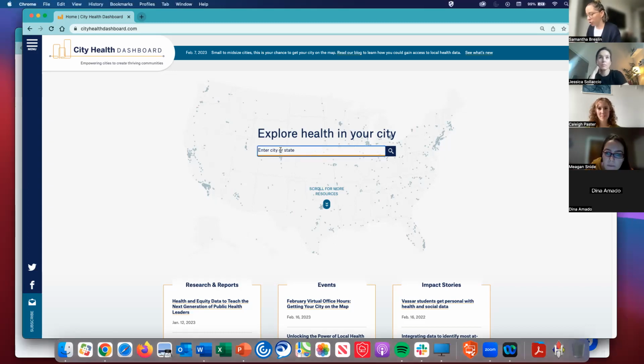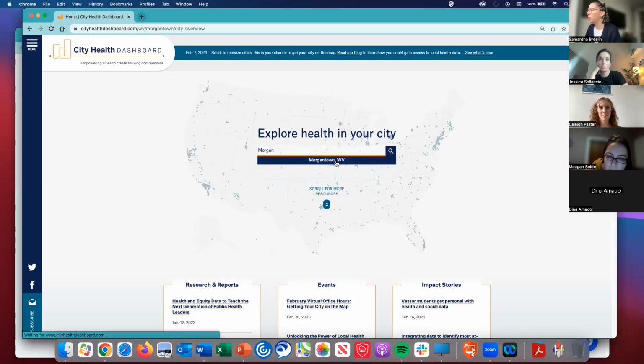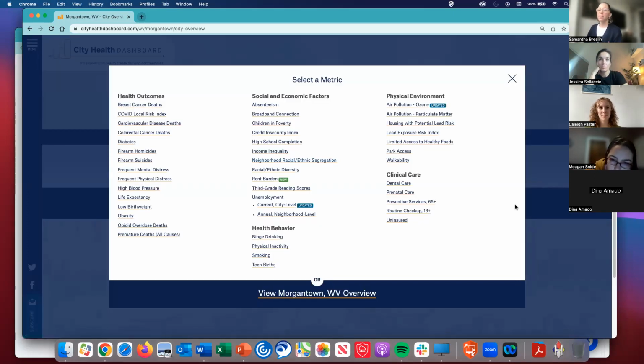So you just type in your city in this search bar here. So I'm going to look at Morgantown, West Virginia, and you're taken to this select a metric field. And sometimes we know what we want to dig into. All of these measures are the same measures that Callie listed previously on her slide. But so let's just say you want to dig into poverty, you can click into children in poverty or broadband connection and get more information about those specific topics.